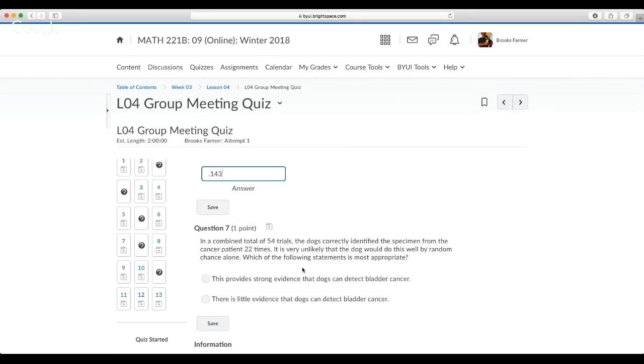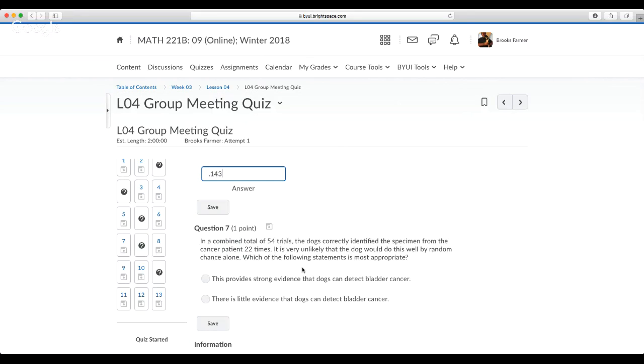So what did they get here? 22 divided by 54 is about 0.407. So they did a lot better than chance. Yeah, but I still wouldn't say there's strong evidence. I'd say there's little evidence. Like there is some. I don't know, because 40% is pretty close to 50.